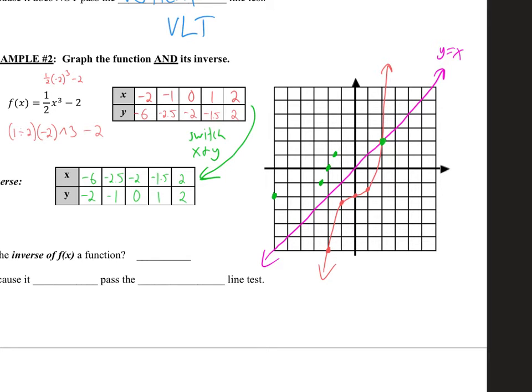So you can see it's kind of the same thing. If you turn your paper sideways a little bit, it's going to be the same thing. It's just going to go like this. It's going to change direction and go like that.